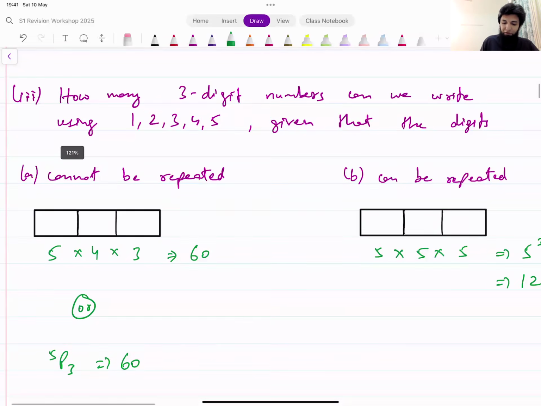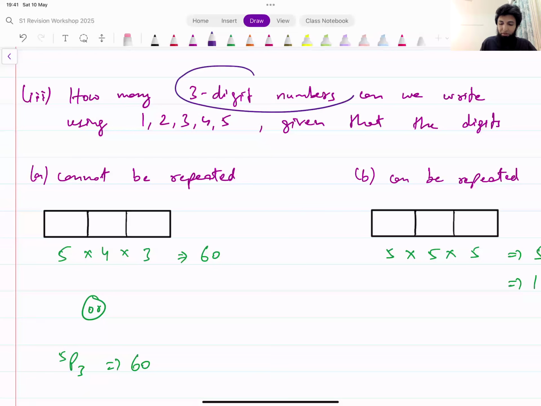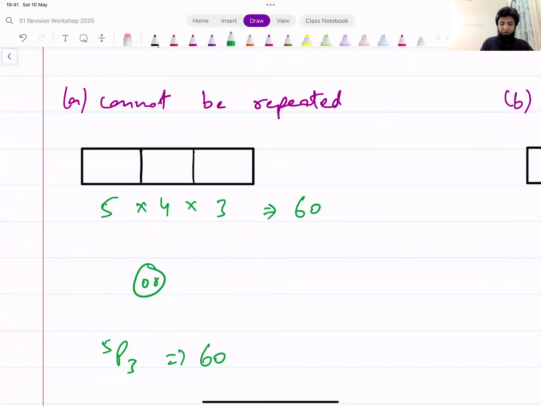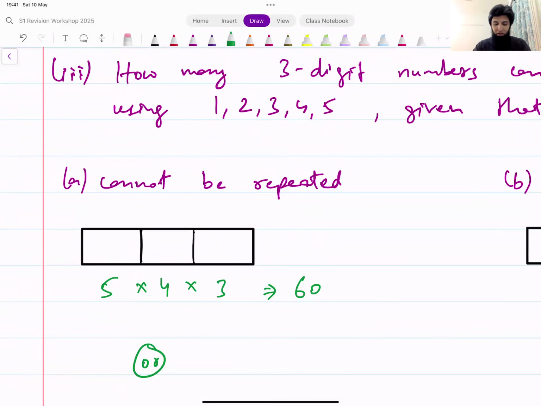What about this? We've got 5 digits here, 1, 2, 3, 4, 5. And now we want to make 3-digit numbers from this, given that the digits cannot be repeated. How do we think about this now? This is not going to be factorial because the total number of digits is 5, and we want to make a 3-digit number from that. If you think about it logically, that means we've got 5 options for the first box, 4 for the second, 3 for the third. How many total number of ways do we have from this? 5 times 4 times 3, that turns out to be 60.